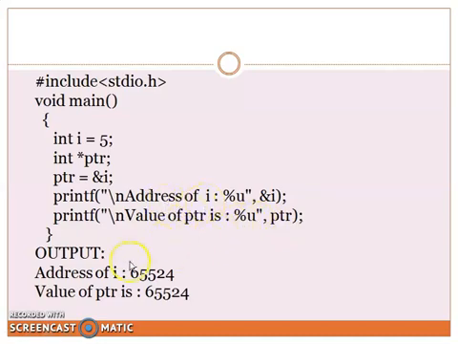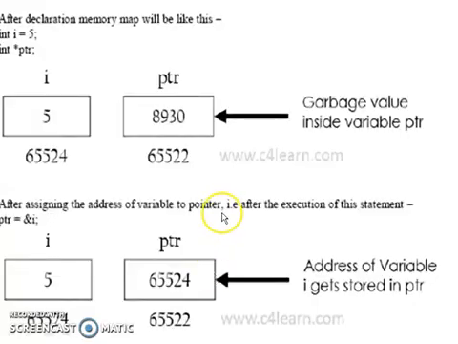First, initially we are printing the address of the variable I. After assigning the address of the variable I to the pointer variable, we are printing the same also. So now the pointer is printing the same address here. Okay. So this is how the memory initialization takes place.